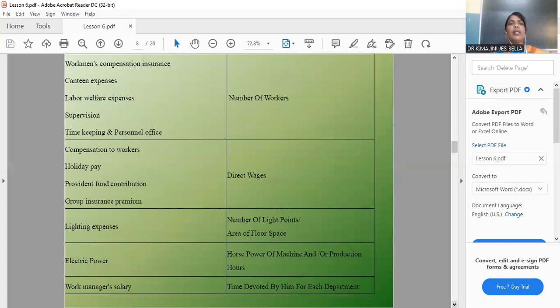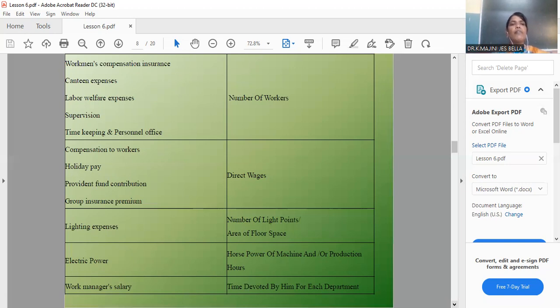Okay, so then workers compensation insurance, canteen expenses, labor welfare expenses, supervision and timekeeping, and personnel office. These are the items that are apportioned based on the number of workers.